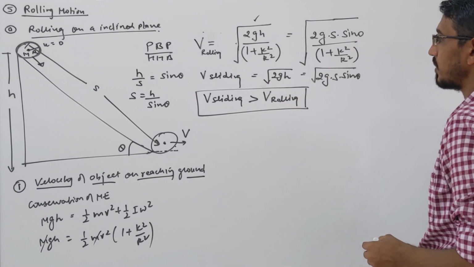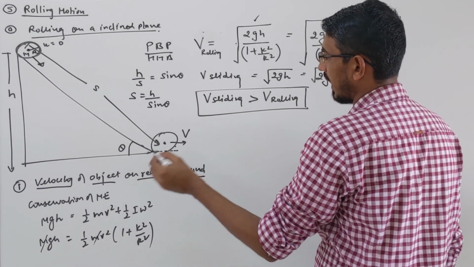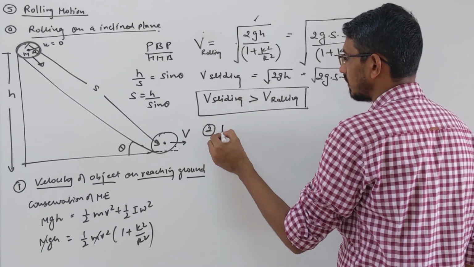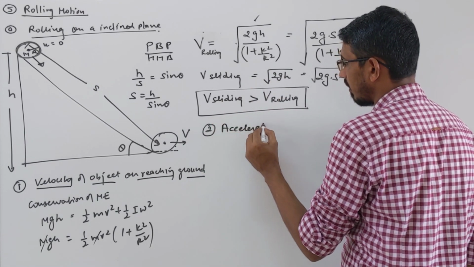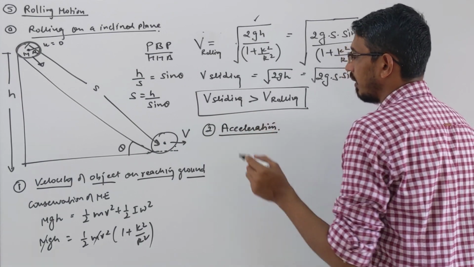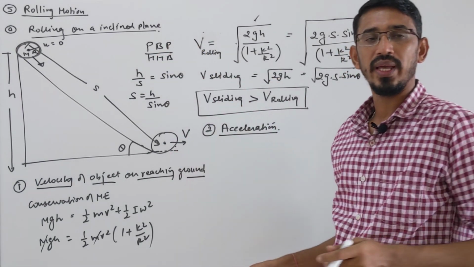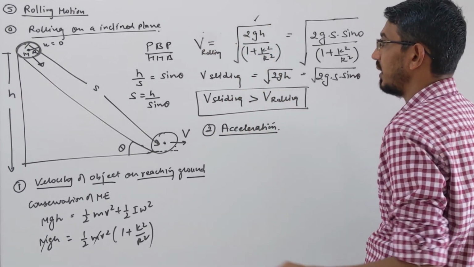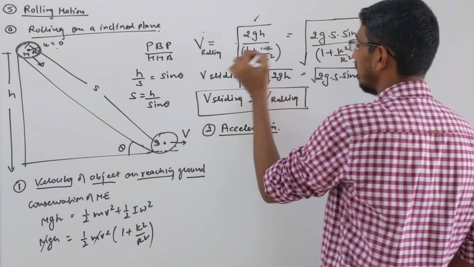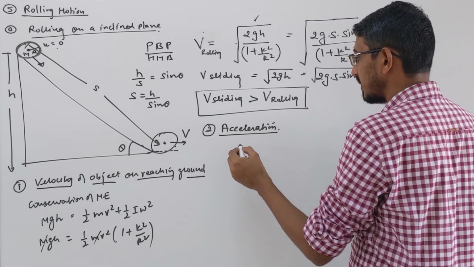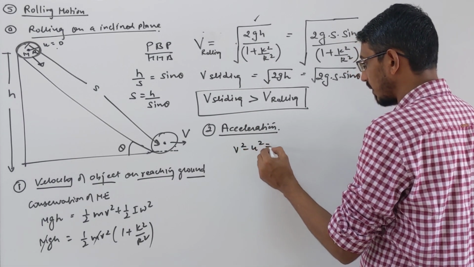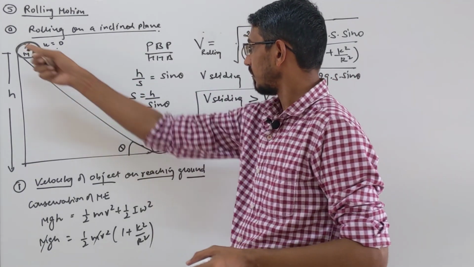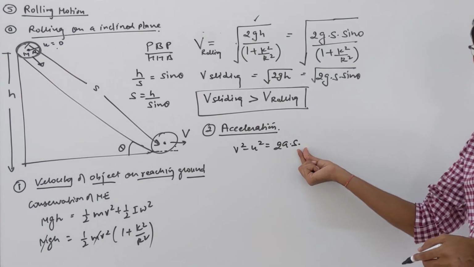Okay, let's answer the next question. We are interested in calculating the acceleration of this object. We found velocity, then we will find time also. So acceleration: at what acceleration is it coming down? For this you can write simply, because velocity we already know. Initial velocity we know is 0, final we calculated here. So you can write the equation of motion: v square minus u square is 2as. S means the length of the inclined plane, that we know.